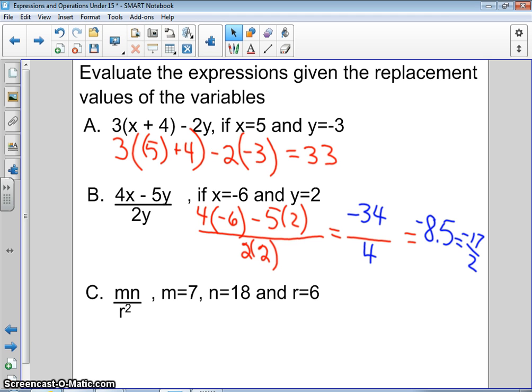C is no problem. It's a little bit easier than the ones that we've done so far. Go ahead and try and work C out by yourself from beginning to end. All right, everybody in this class got the right answer.